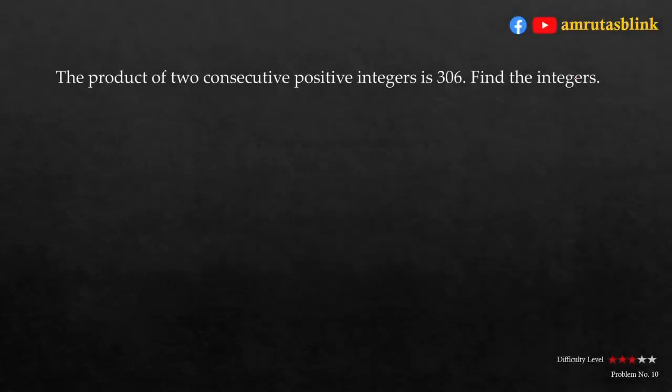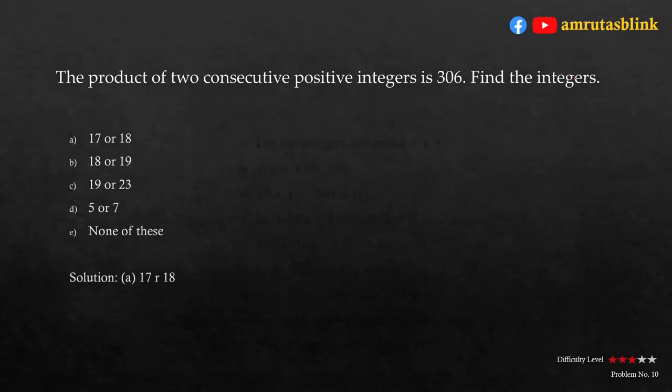Let's move to the last problem of this video, problem number 10. The product of two consecutive positive integers is 306. Find the integers. 17 or 18, 18 or 19, 19 or 20, 5 or 7, and none of these.